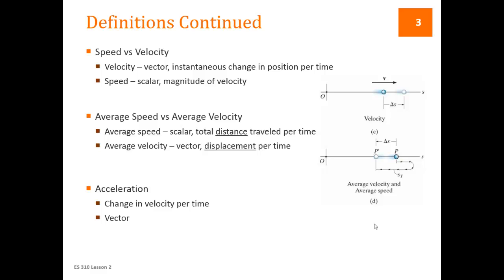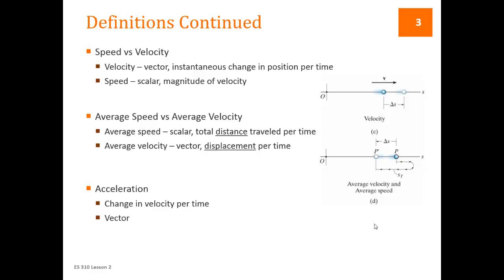The vector velocity is the instantaneous change in position per time. It has a magnitude, how fast is this going, and it has a direction. It's going north, it's going east, whatever it is. Speed is just the scalar. It's the magnitude of that velocity.